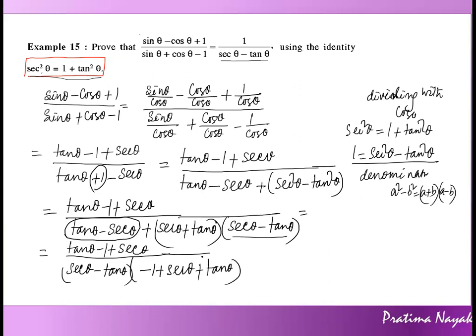Are you getting the same thing in the denominator and numerator? Yes, these two will be cancelled. So how much will be left? 1 by sec theta minus tan theta, which is the right hand side. Hence proved.